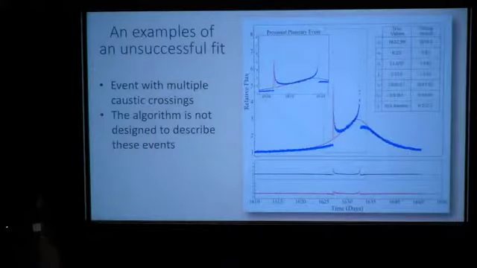Here I'm going to show you a couple of examples of unsuccessful fits. We try to avoid calling them failures because we know that our algorithm is not designed to describe these kinds of events. One of these cases is where we have multiple caustic crossings, so there is more than one feature in the light curve, and this method is not able to describe the planetary perturbation well.